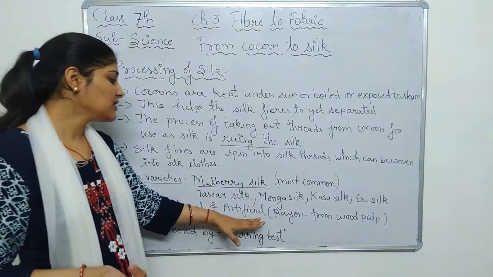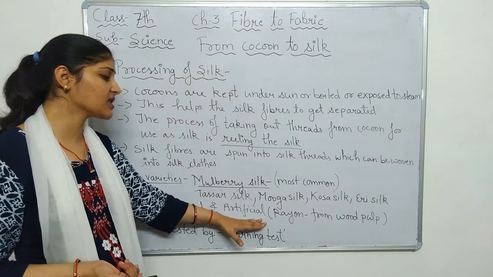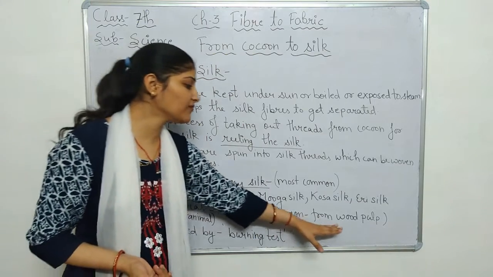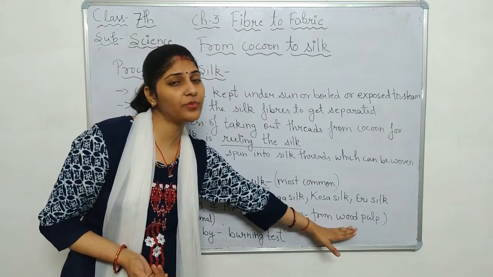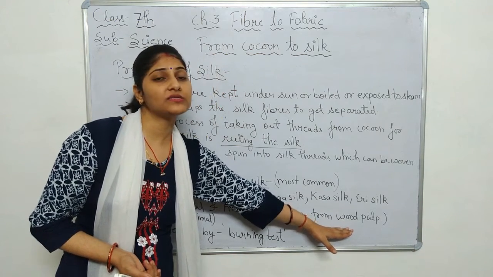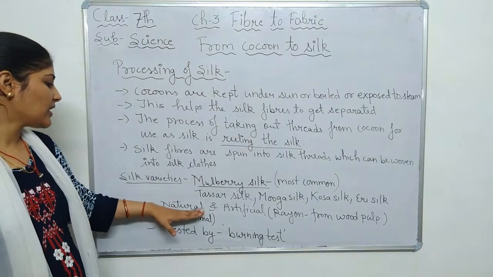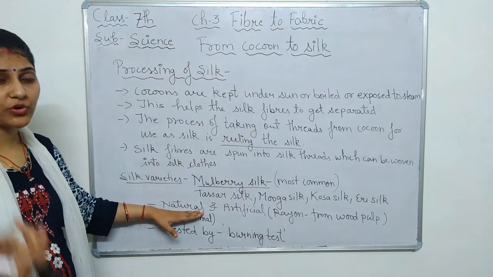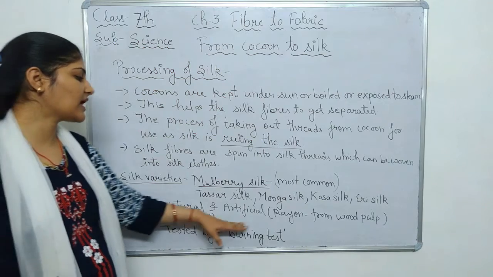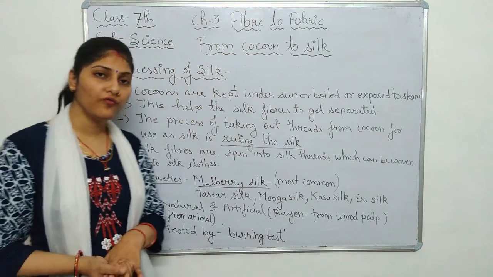On the other hand, artificial silk, rayon, is considered artificial because it is obtained from wood pulp, and wood pulp is a plant thing, not from any animal. So natural silk, or you can say pure silk, is obtained from animals, and artificial silk, that is rayon, is obtained from wood pulp.